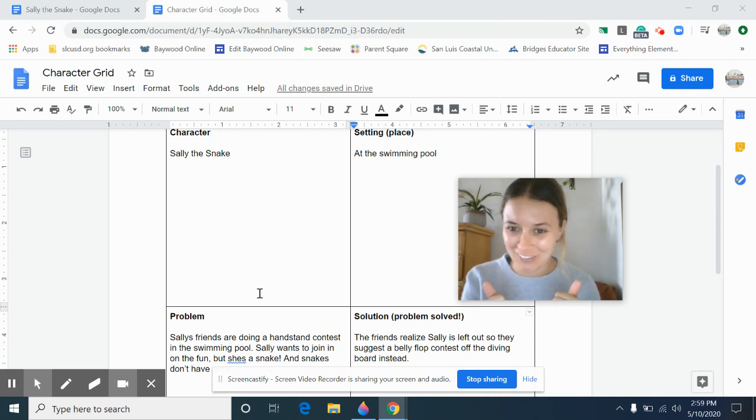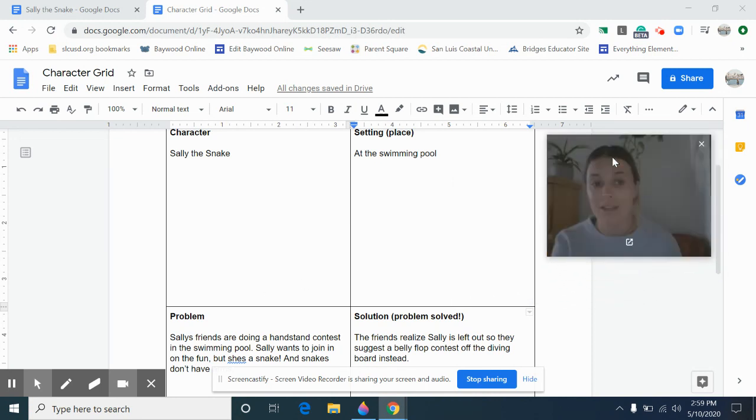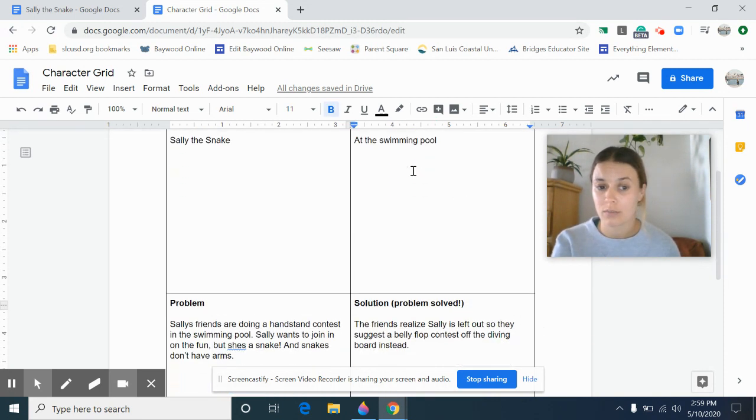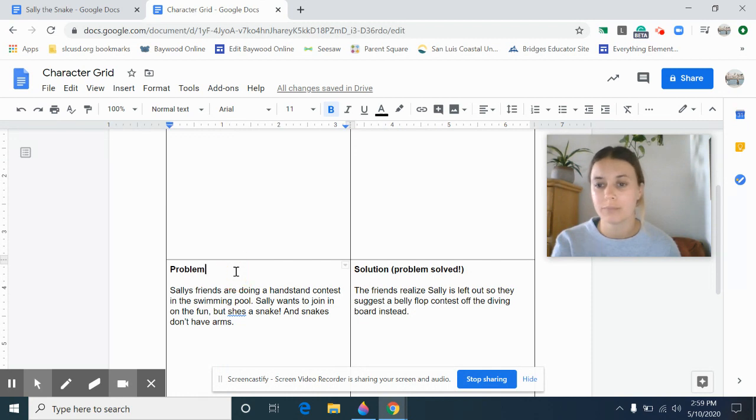Okay, once you've got all that, I want you to look at your character grid and just refresh your memory. Just remind yourself of the name of your character, the setting where it takes place, the problem, and the solution or how the problem becomes solved. So quickly go and read over what your character grid that you made yesterday.